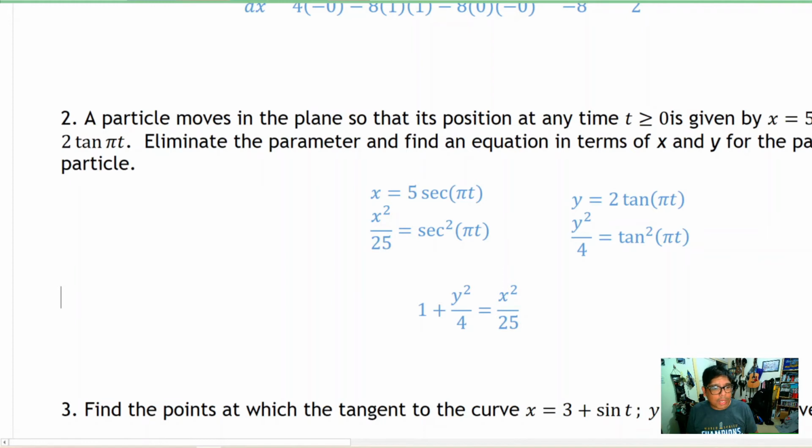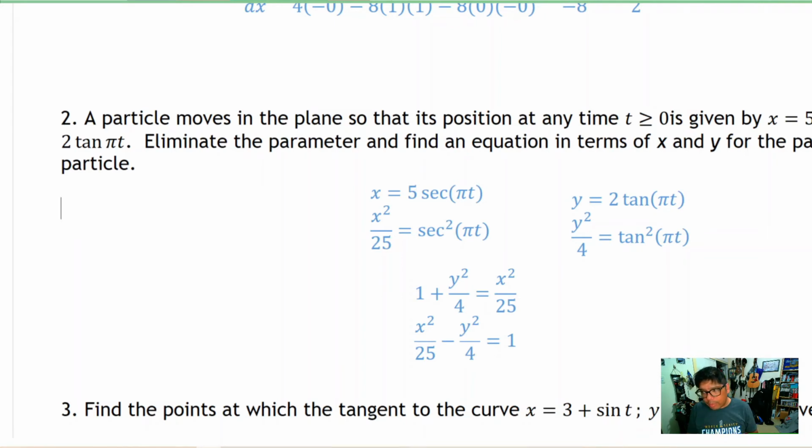Now we're probably going to want to turn this into a standard form. So this is equivalent to x squared over 25 minus y squared over 4 equals 1, which if I remember correctly, is a hyperbola. So we're looking at a hyperbola here, or at least part of a hyperbola.